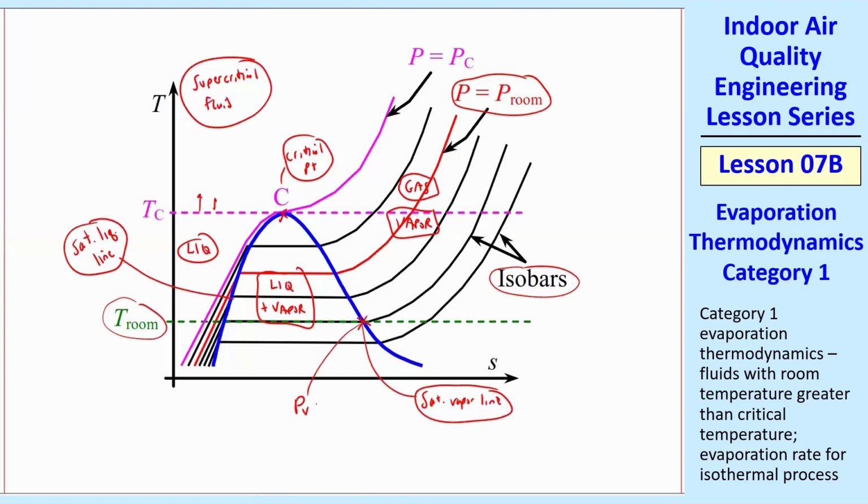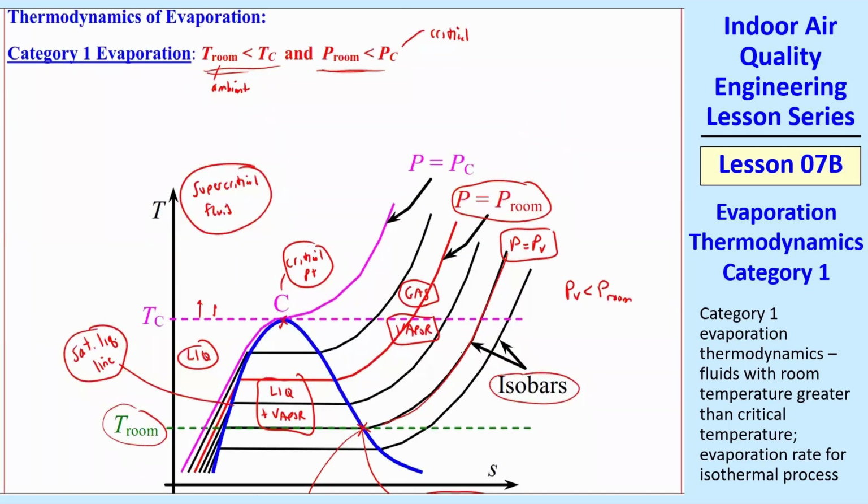This is a pure substance here. So pressure is PV at T room. That's the vapor pressure of the substance. And so this particular isobar would be P equal PV. One of these isobars is P room, one of them PV. We see here that PV is less than P room in this particular case. I should mention that this is the TS diagram for a pure substance.